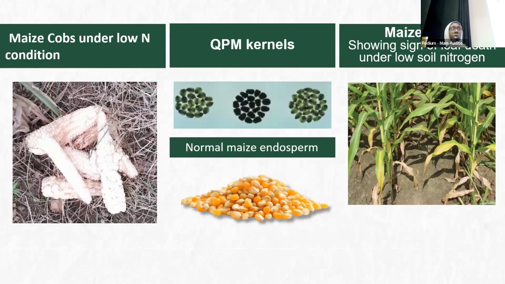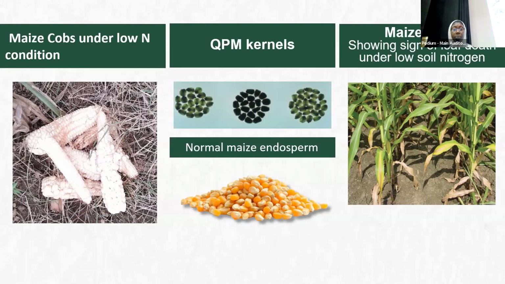From this result, we were able to make 3 conclusions. One, that there's high variability in the quality protein maize population for tolerance to low soil nitrogen. And secondly, we're able to detect that our selection has actually been effective. And thirdly, it is actually an indication that we'll be able to make better progress in advanced generations in the improvement of the quality protein maize.